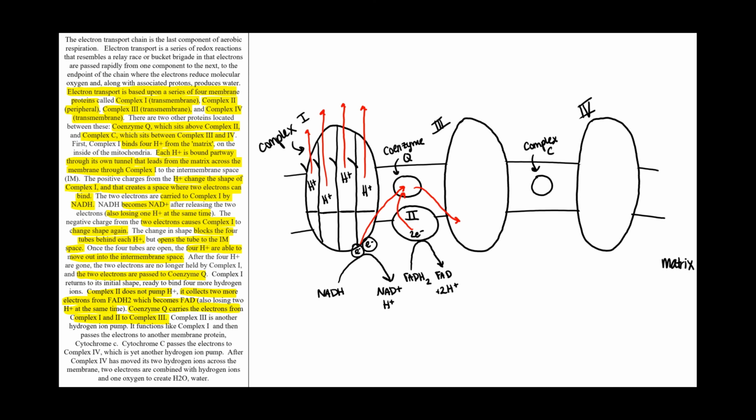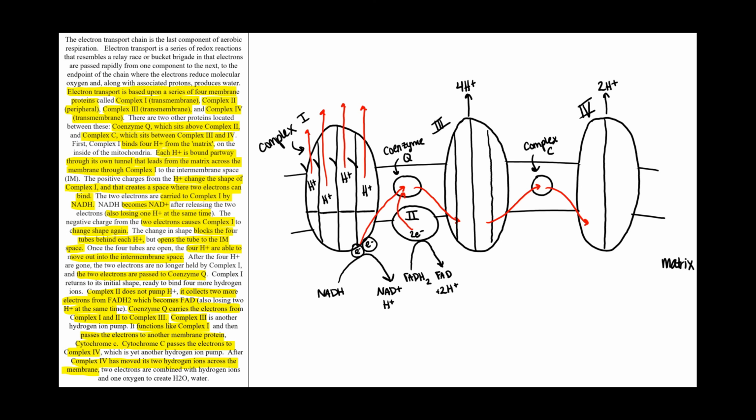The passage then states that complex 3 functions similarly to complex 1, but we don't need to show all of those details again. We can simplify by drawing the 4 tunnels and using an arrow to represent the 4 hydrogen ions pumped out. Cytochrome C then takes the electrons from complex 3, so we'll use another arrow. Then those electrons are moved to complex 4. Complex 4 only moves 2 hydrogen ions across the membrane, so we will draw only 2 tunnels and add an arrow to show those 2 hydrogen ions.